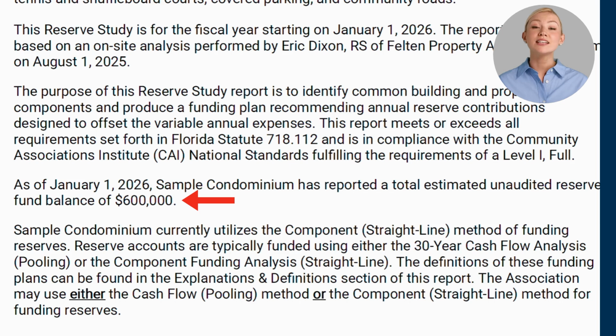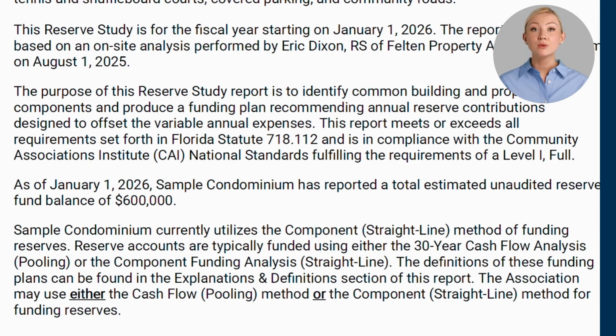This figure represents the total reserve funds the association is projected to have on hand at the start date of the report. The beginning balance is either provided directly by the association or calculated by the reserve specialist after reviewing the most recent financial statements and current budget. Because every financial projection in the study is based on this number, it is essential to confirm its accuracy when reviewing your report.